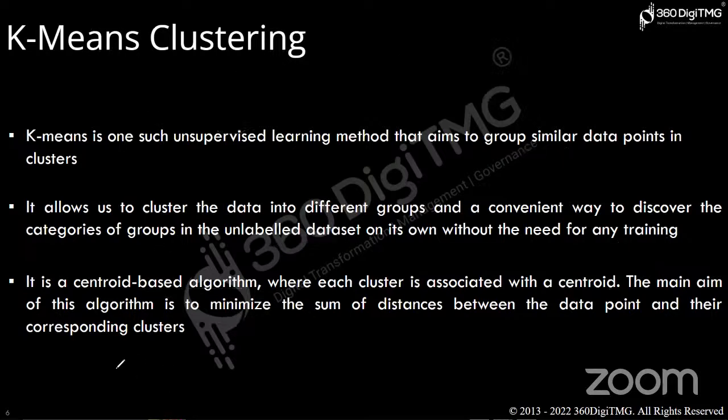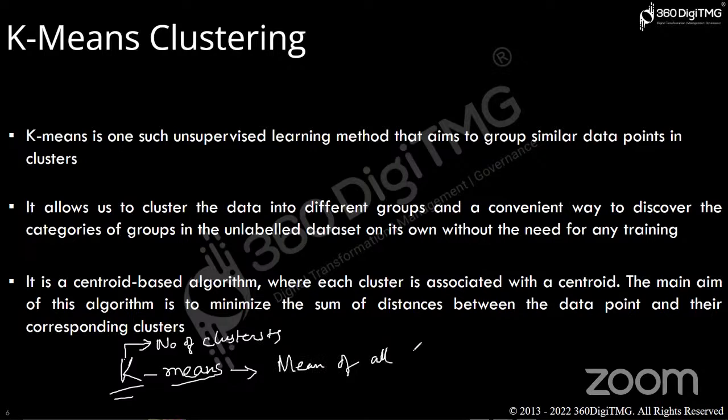So let me tell you more about this. We have K-means. This name only tells us many things. K is the number of clusters to be formed. We'll have to decide this beforehand only. And it is means because we are using the mean of all the data points in a cluster. Mean of all data points in a cluster is the arithmetic mean, which is the centroid.